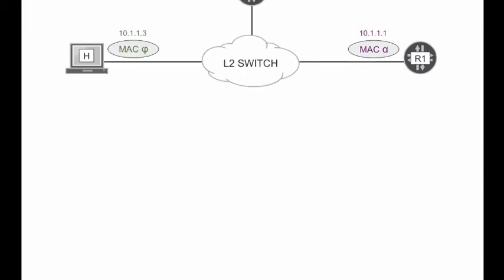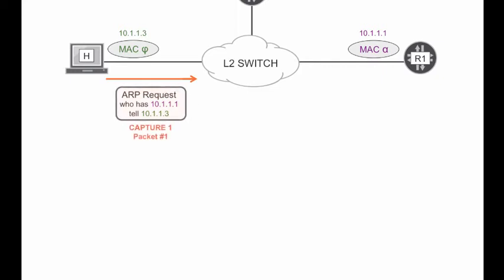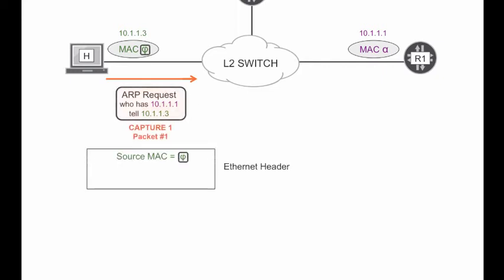Let's see the ARP process in detail. The ARP request has a unicast source MAC address that we call PHI. Every MAC address has 6 octets. The ARP request is targeted to the all ones MAC address, also known as the broadcast MAC address.